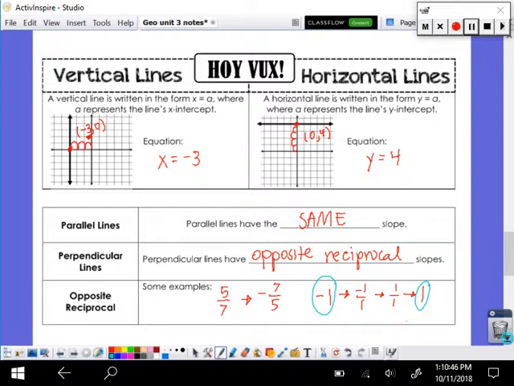One more tricky example, 0. The opposite reciprocal of 0 will be undefined. So that would be like a vertical line and a horizontal line intersecting. Those are opposite reciprocals. They're going to be perpendicular to each other.